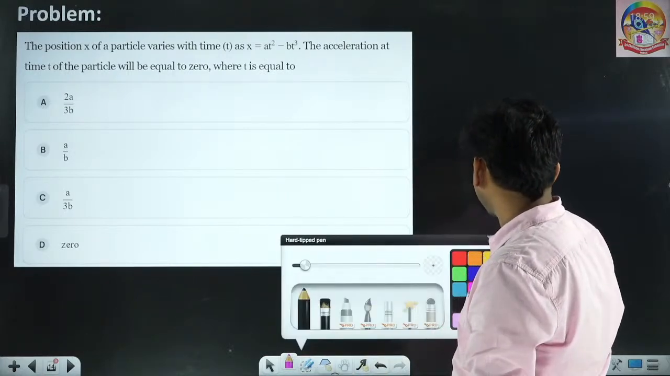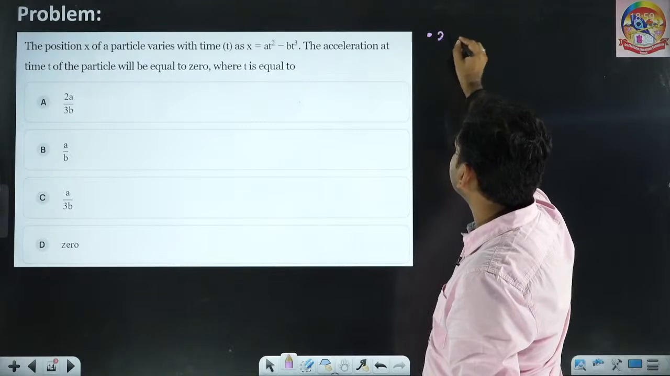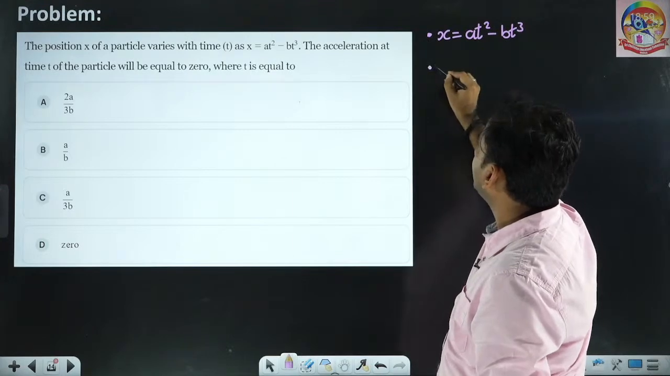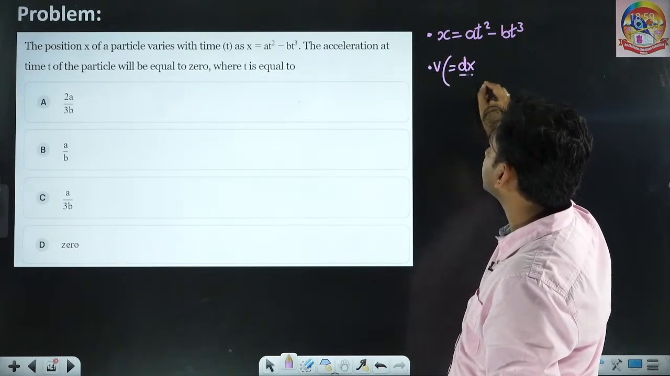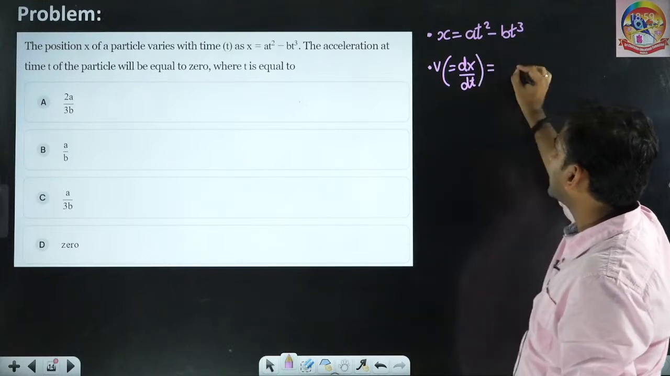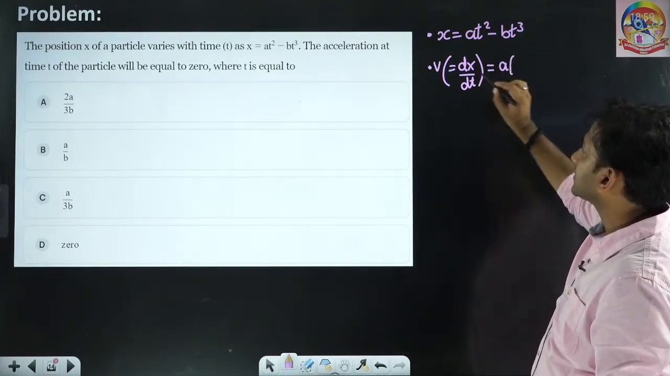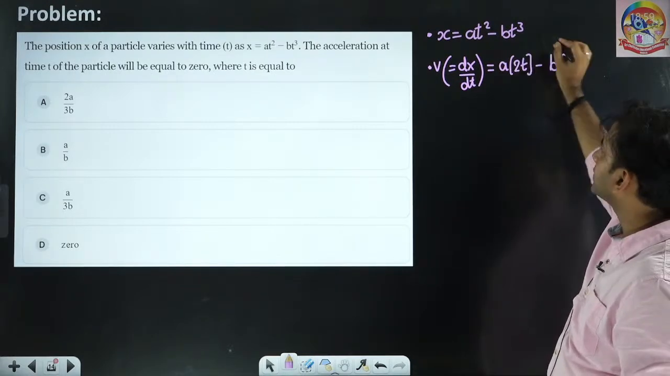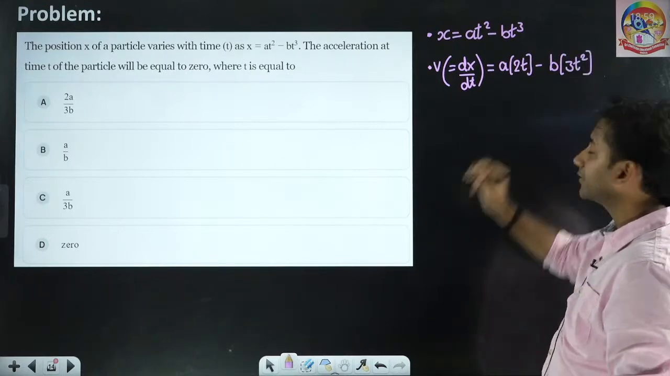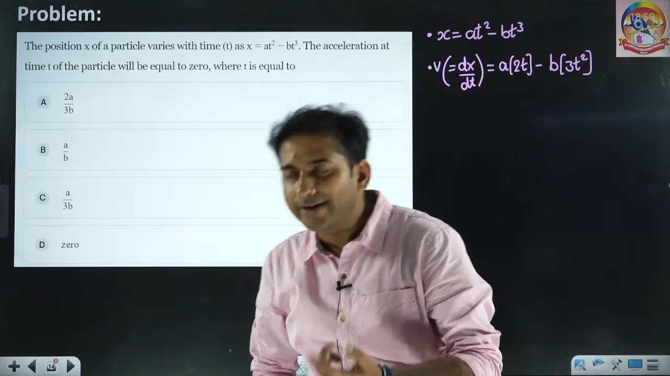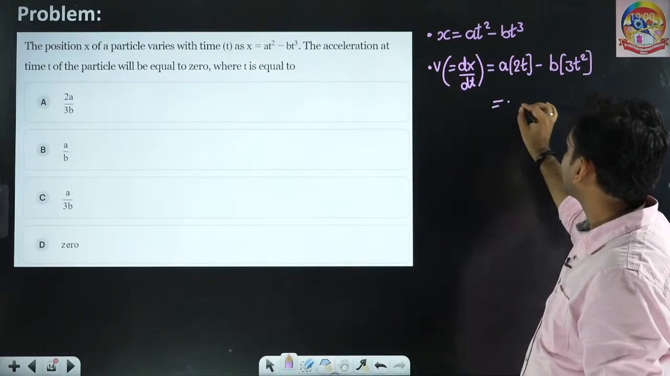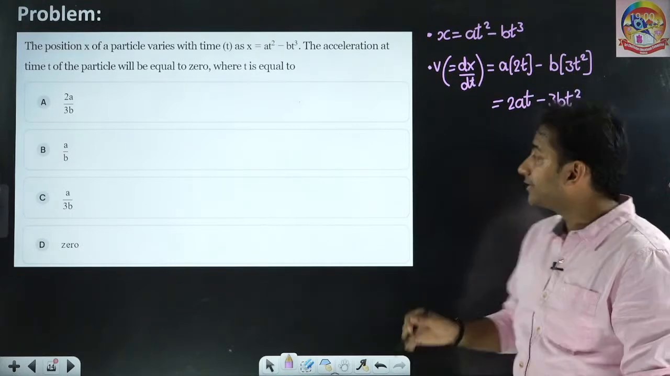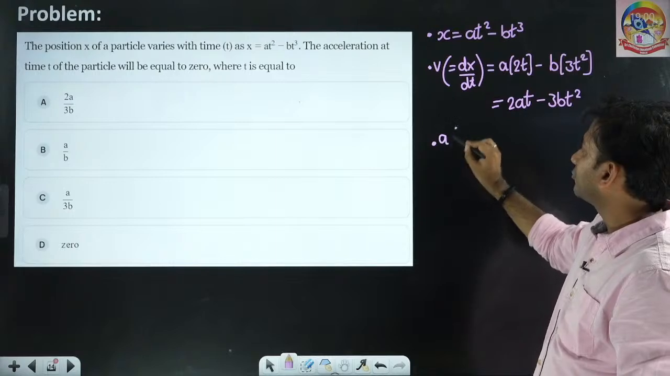So see, from where you have to start: x is given to you as at square minus bt cube. How can you talk about the velocity? Differentiate it once, dx by dt. What is that? a will be standing as it is. t square derivative will be 2t. Minus b will be standing as it is. t cube derivative will be 3t square. Getting it now? Power will be multiplied and actual power will be reduced. So this is 2at minus 3bt square. But sir, we want to talk about acceleration.